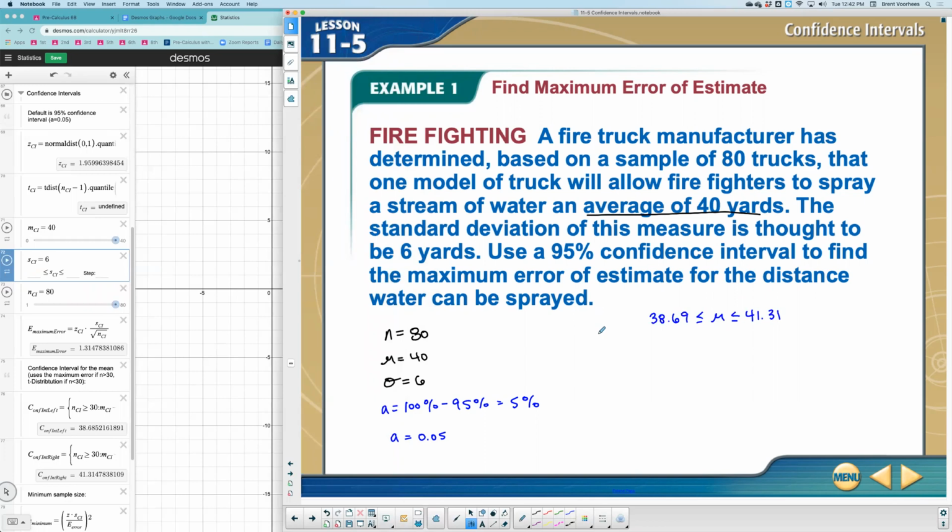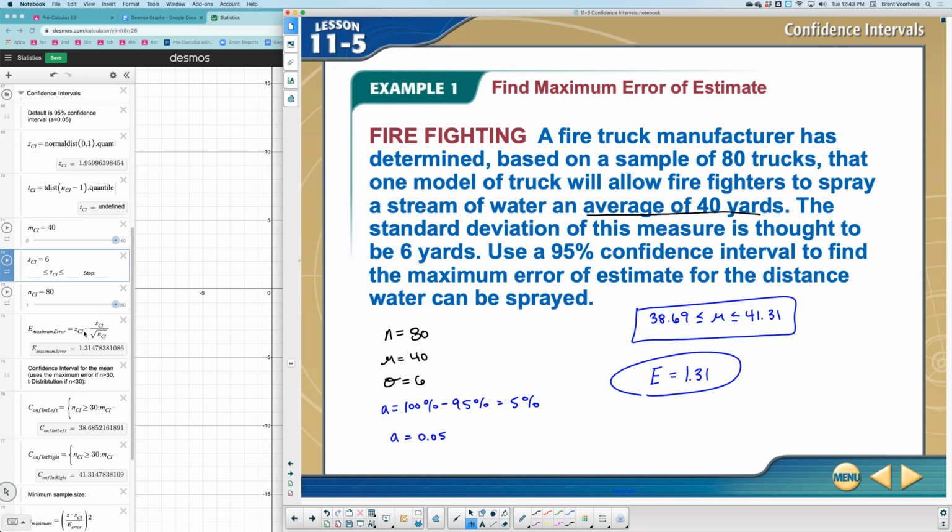So we can say with 95% confidence that the mean is between these two values. I know they're saying they think it's at 40 yards. We can say here with 95% confidence it's within these two numbers, somewhere in there. And the maximum error, here they gave a capital E, the maximum error is going to be 1.31. So really it's 40 minus that 1.31 and then adding that 1.31 there. That's how you come up with that value.